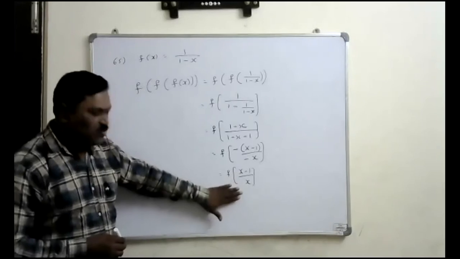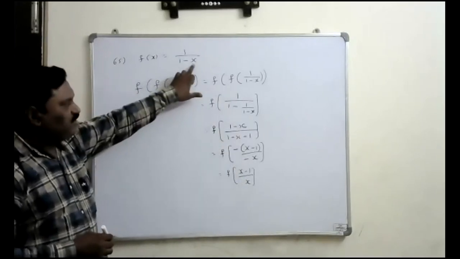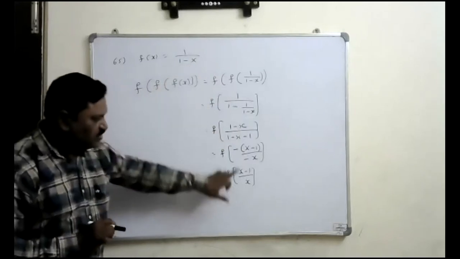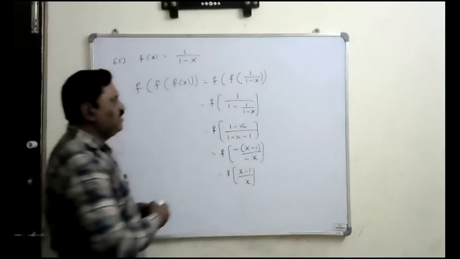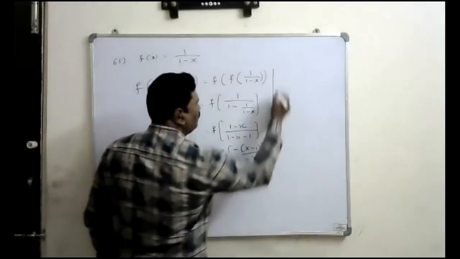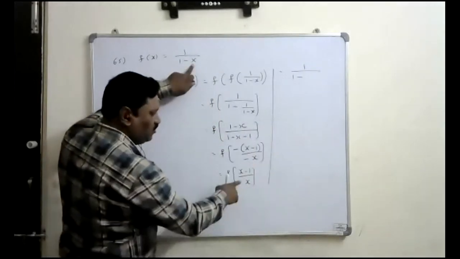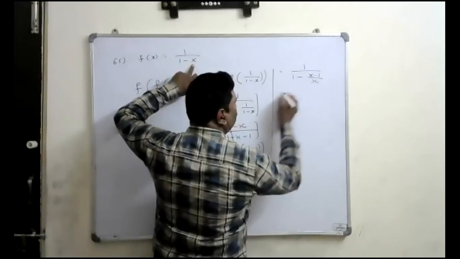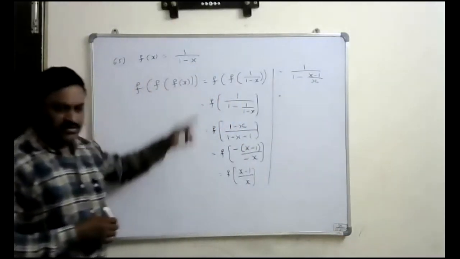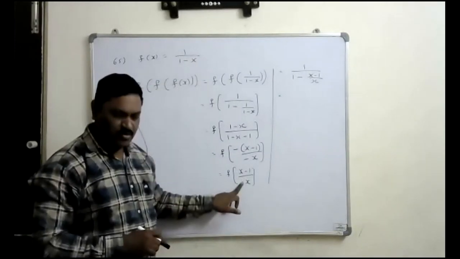Now we have to calculate this. To calculate that, again in the same function, in the place of x, keep this value. Substitute this value in place of x. Then what do we get? That is equal to 1 by 1 minus x, where x means this entire x minus 1 by x. In the given function, replace x by this value.